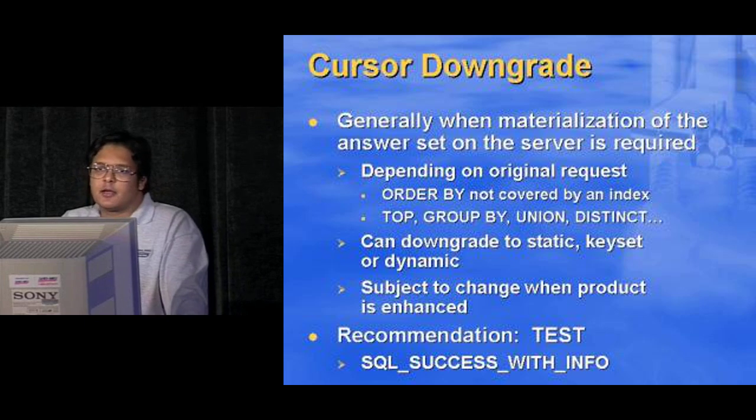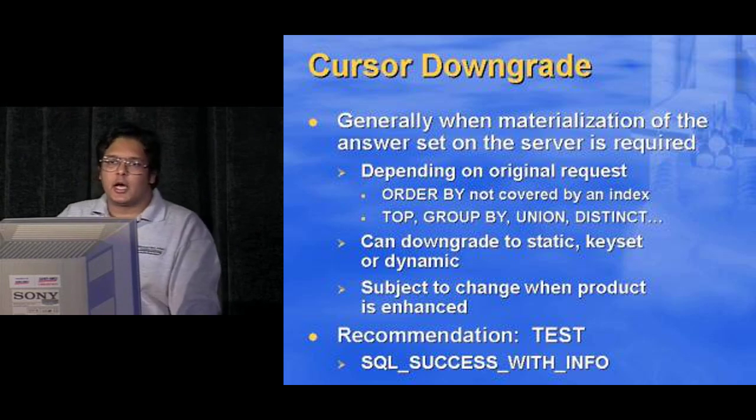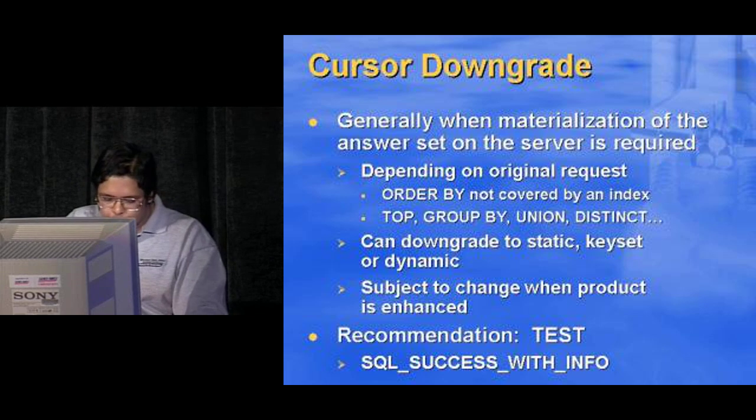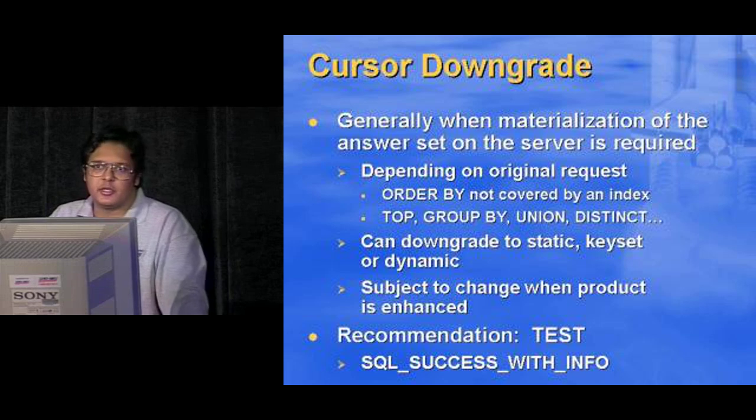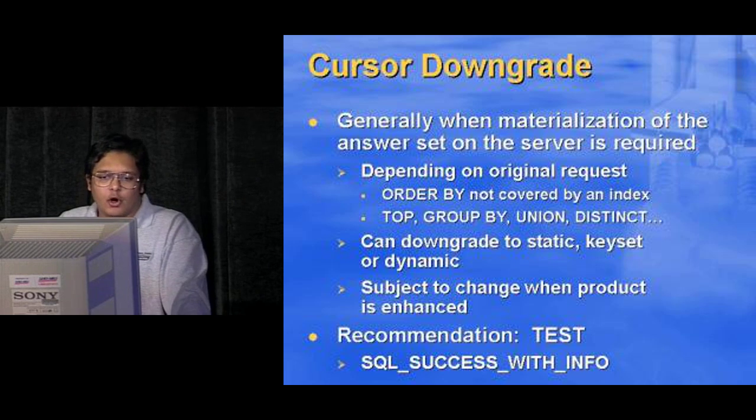Cursor downgrade, sometimes called implicit cursor conversion, occurs when generally you need to materialize the answer set in TempDB. So depending on the original request, whether it's fast forward only, keyset, or dynamic, it could be downgraded. A common circumstance is when you request an order by that's not covered by an existing index. To do this, we need a work table, and it's probably going to be downgraded to a keyset or static cursor. Other cases are when you specify a top N condition, or if you're going to use aggregates in your statement: group by, union, distinct. Forward only, keyset, and dynamic will all be downgraded or converted to static cursors.